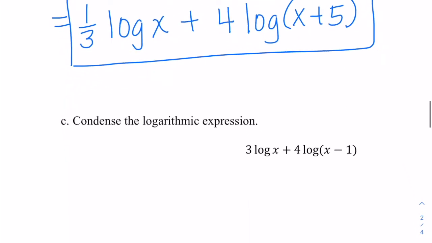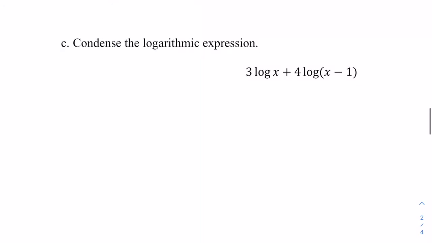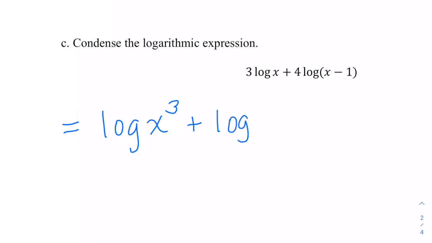Now we're going to work in reverse, and we're going to condense this into one logarithmic expression. So we should only see one log, not two, as we see now. Working backwards, the first step is to use the power property. We're going to put those coefficients back into the logarithms. So we have log of x cubed, and then log of (x minus 1) raised to the fourth.